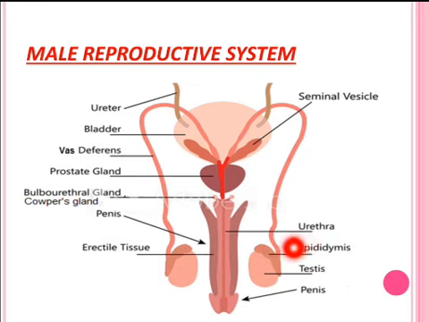This is the epididymis. It is a highly coiled structure and lies closely to the testes of its side in the scrotal sac.